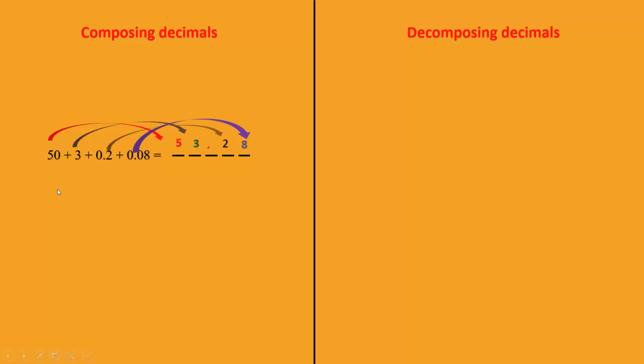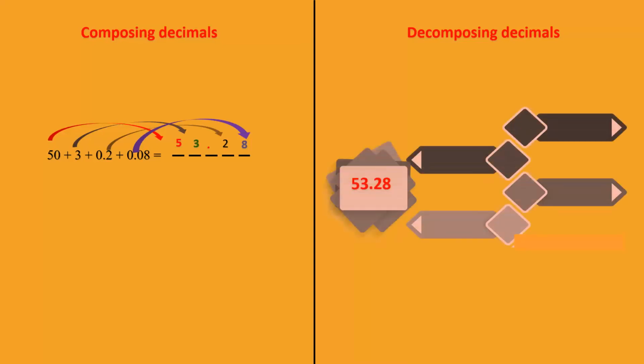Decomposing decimals. We have many forms to decompose decimals. Okay, if we have 53.28, how can we decompose this? First form, 53 plus 0.28. This is one of the forms: 53 as a whole number plus 0.28 as a decimal number.